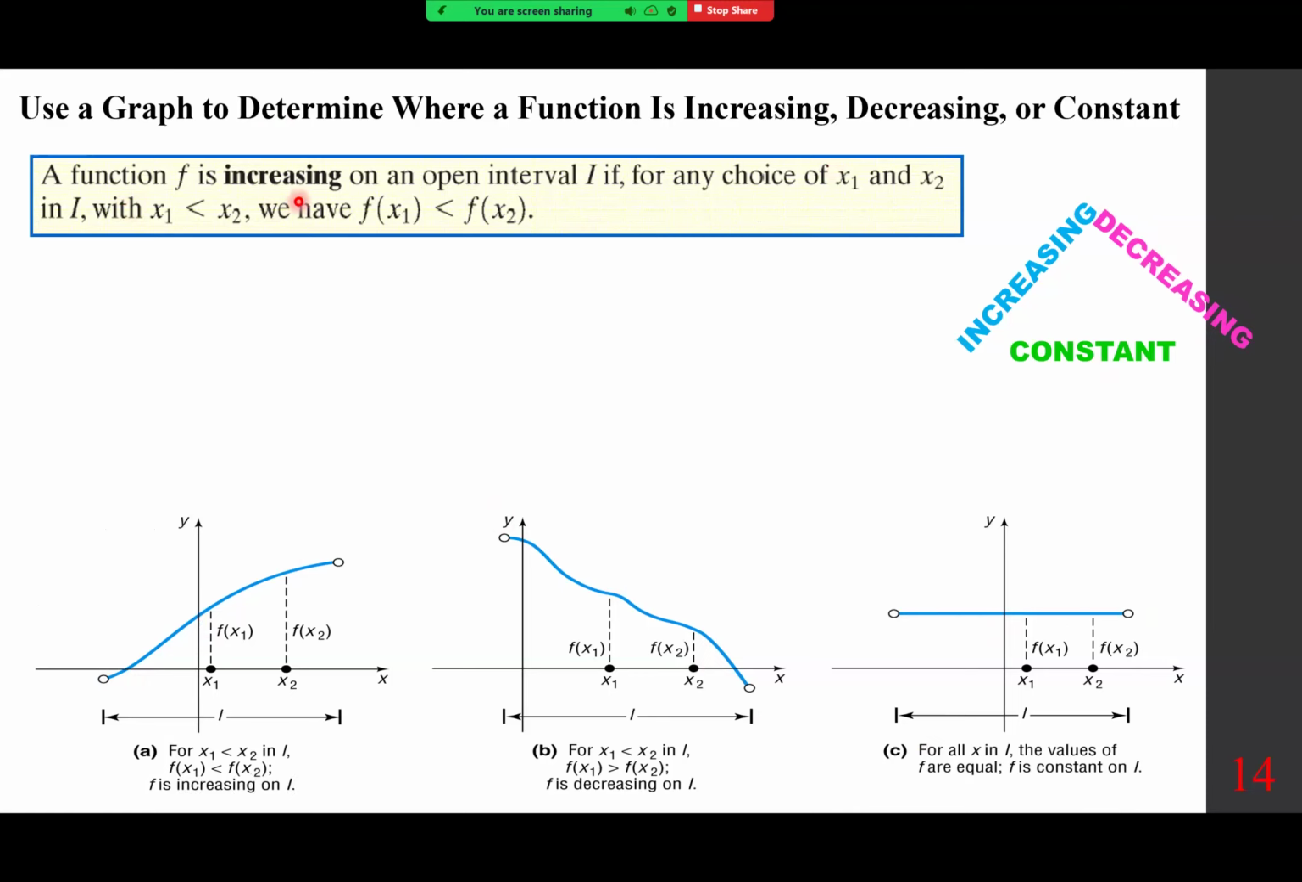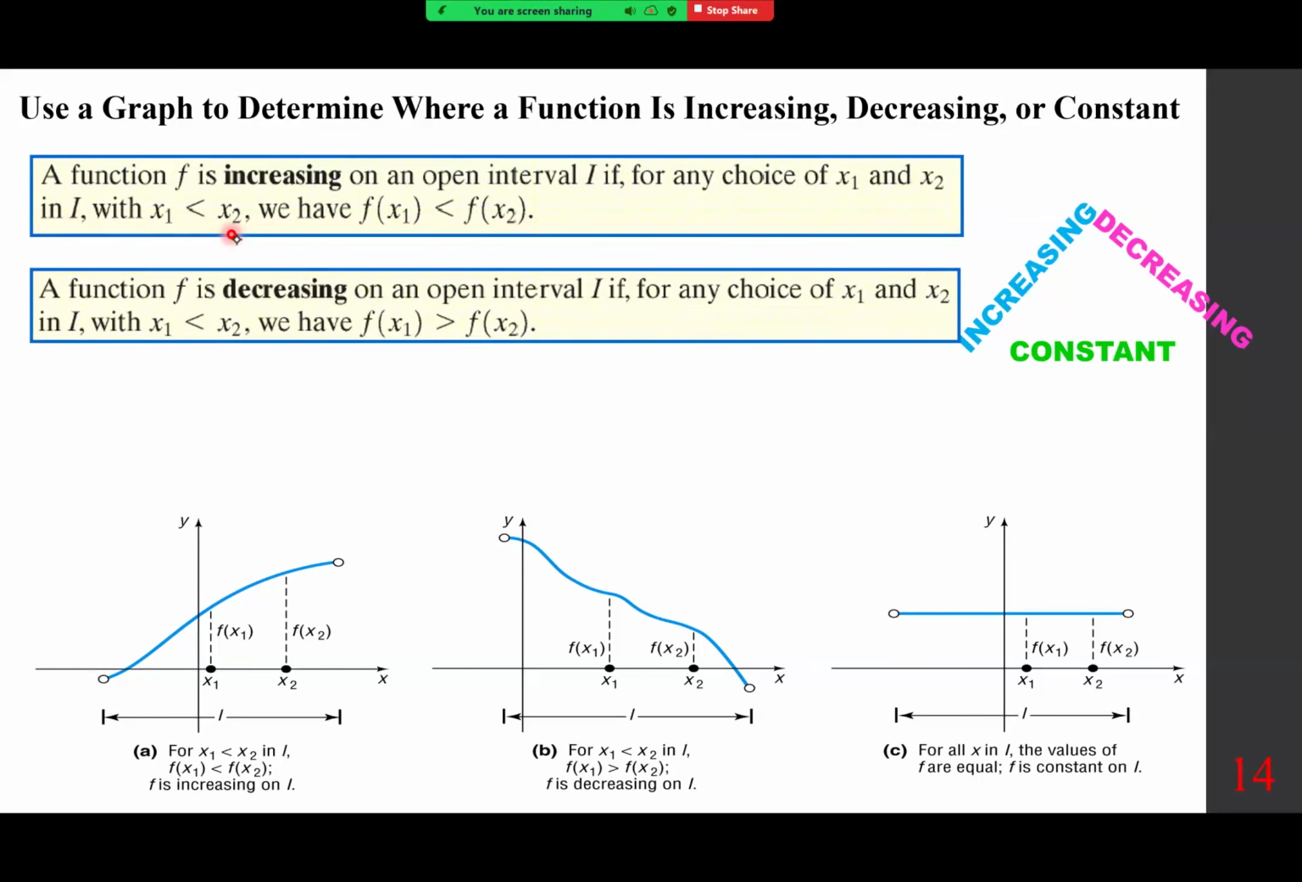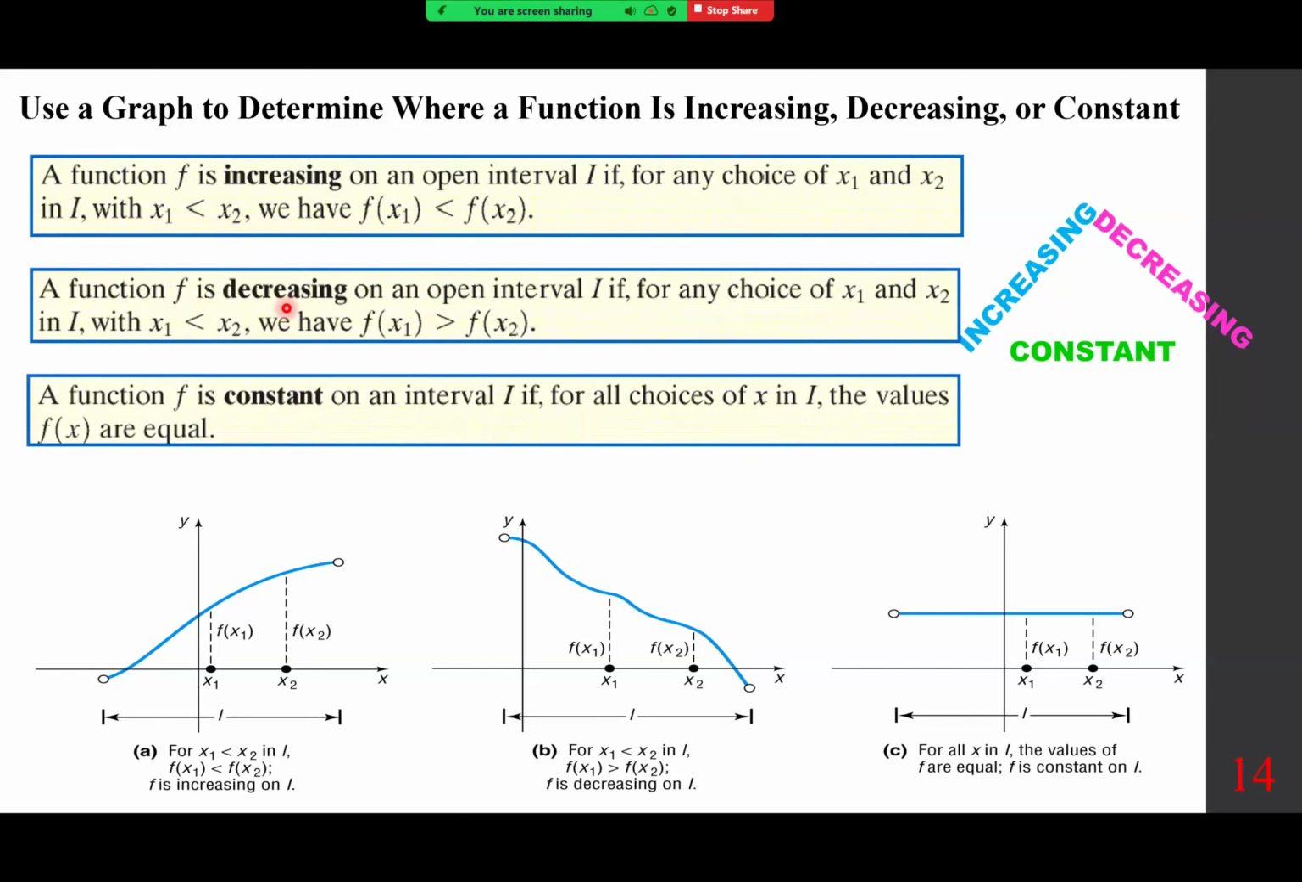A function is increasing on an open interval I if, for any choice of x sub 1 and x sub 2 where x sub 1 is less than x sub 2, we have f of x sub 1 less than f of x sub 2. So we are elaborating on that increasing, decreasing function. Decreasing is the other way around, as we mentioned, and constant says the values of the function remain the same. So the functional values are the same.